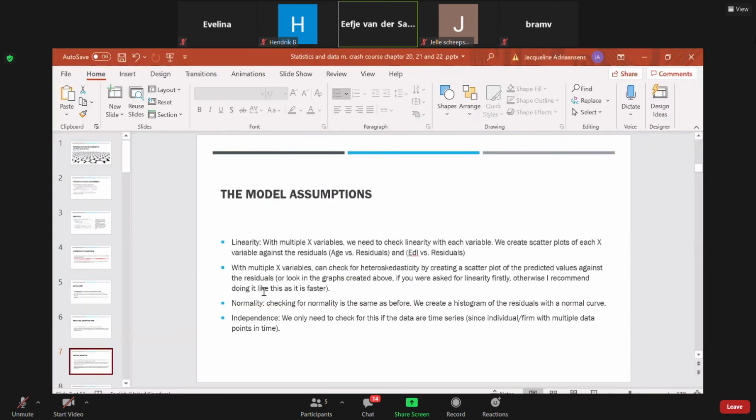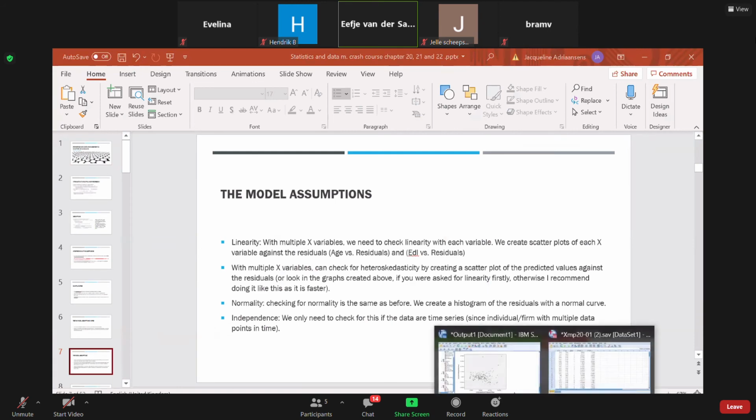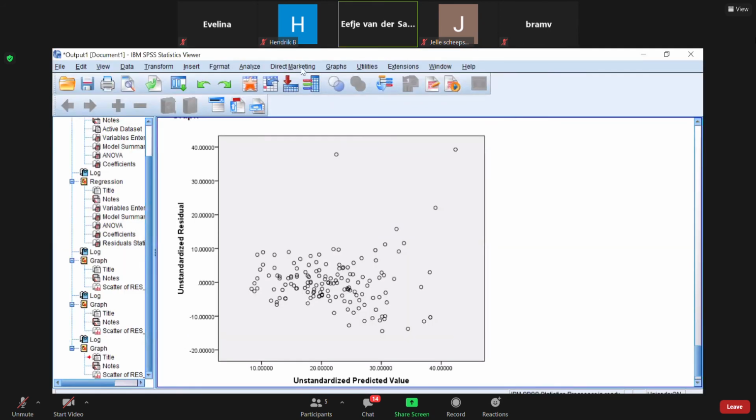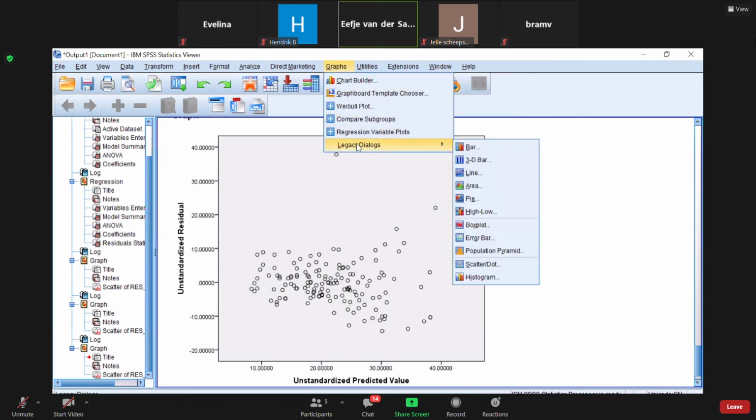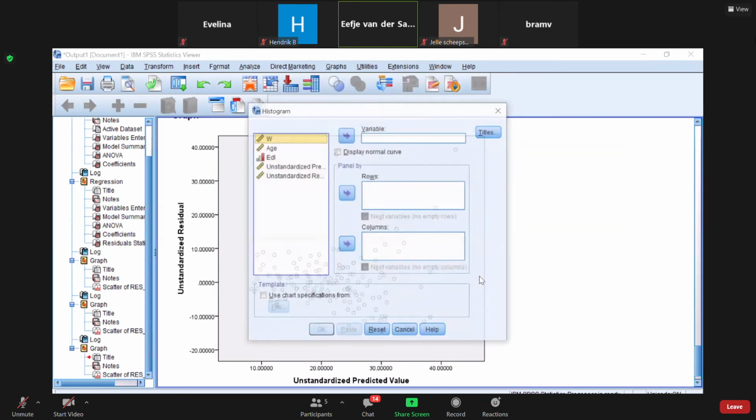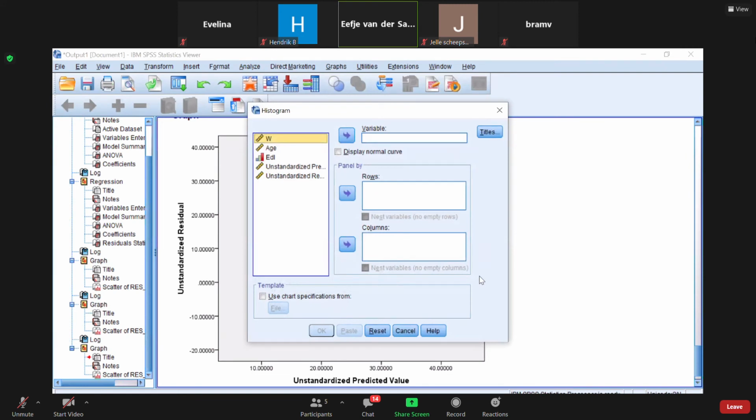Okay, then we have to do the other two assumptions. Normality. Normality will be checked the same. We go to graphs, legacy dialogs, histogram, because normality always follows sort of this histogram form, or it can be. And if you take display normal curve, then you can compare whether the residuals, so you want to see if the residuals are normally distributed, if they follow it well.